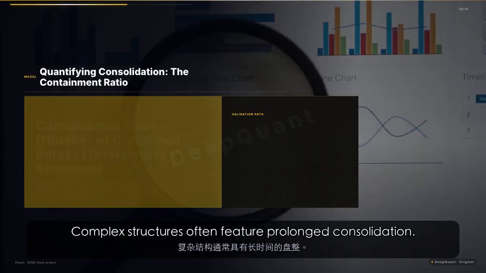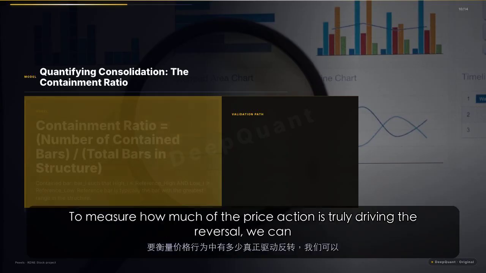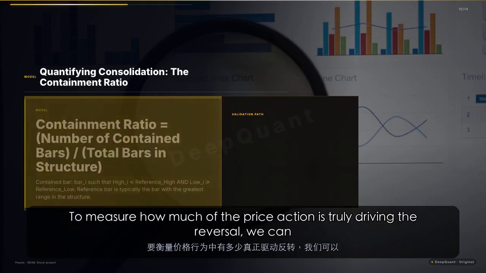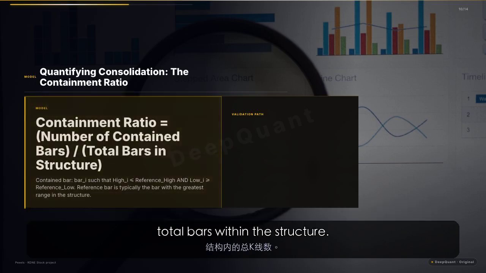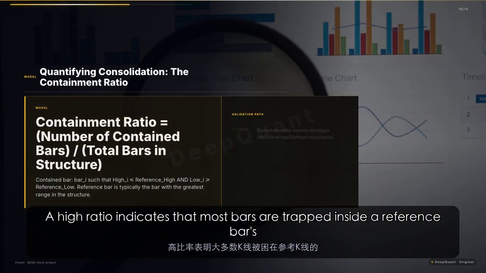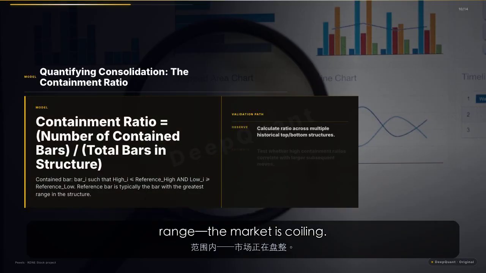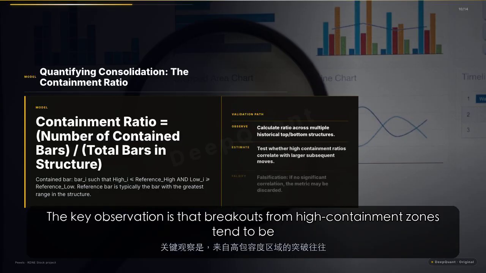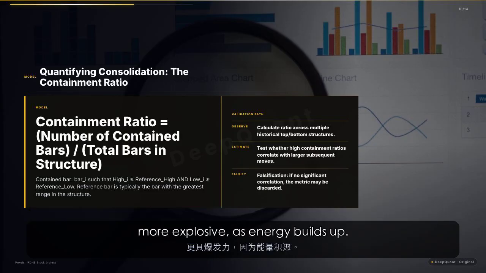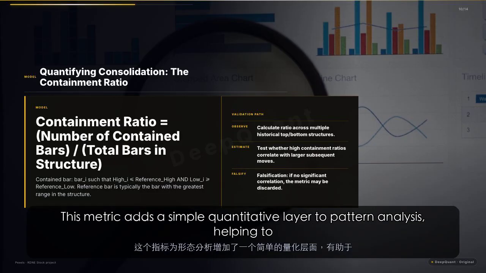Complex structures often feature prolonged consolidation. To measure how much of the price action is truly driving the reversal, we can calculate a containment ratio, the number of contained bars divided by the total bars within the structure. A high ratio indicates that most bars are trapped inside a reference bar's range, the market is coiling. Low ratio suggests frequent range expansion. The key observation is that breakouts from high containment zones tend to be more explosive, as energy builds up.